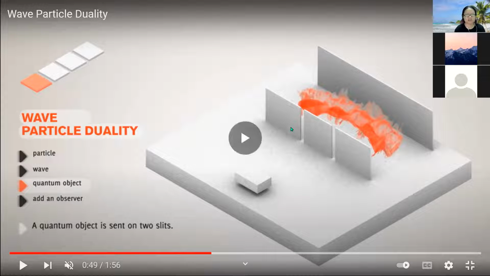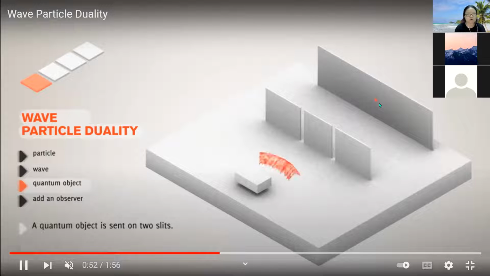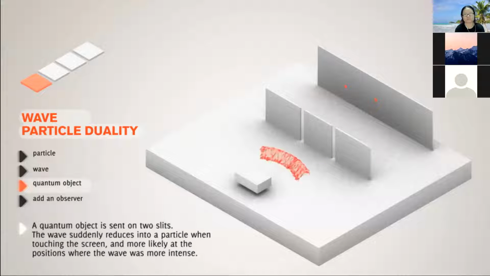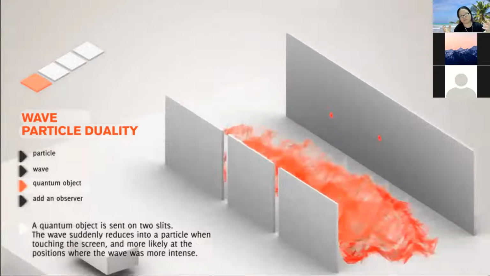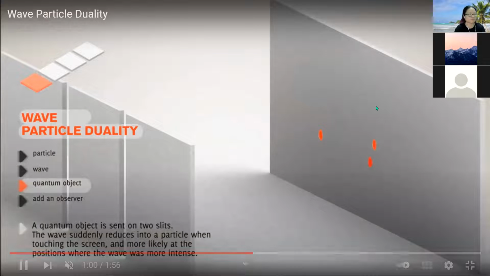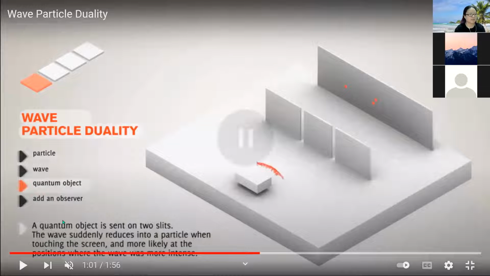But actually, we don't really know where the electron is until we hit the wall, and then all the possibilities collide to one point. All the possibilities of the position of the electron collapse to one point. So this is what they mean by the wave reducing into a particle when touching the screen.